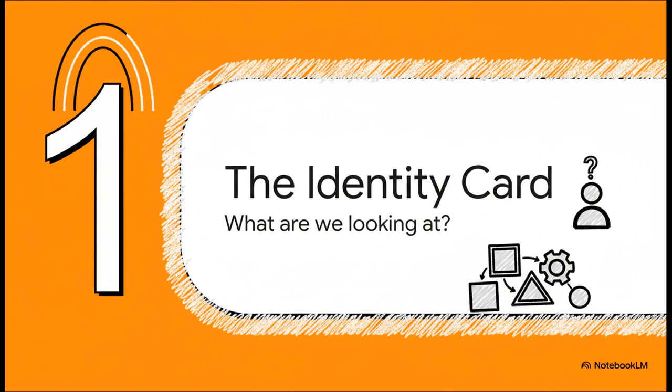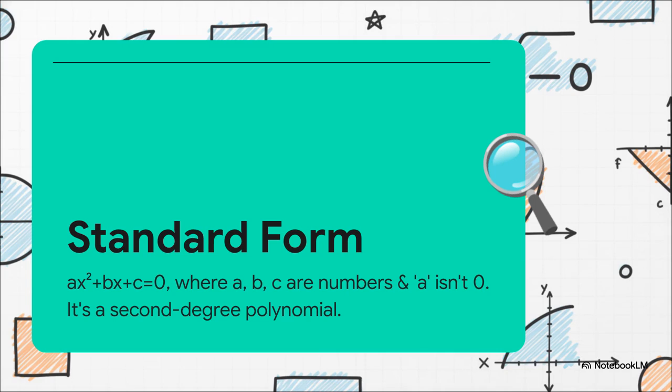Think of this as its official identity card. What is this thing we're actually dealing with? Okay, so this is what we call the standard form. The A, B, and C, they're just placeholders for numbers. Any numbers. But there is one absolutely critical rule. A cannot be 0. And think about why, right? If A was 0, that all-important x squared term, poof, it vanishes. And just like that, it's not a quadratic anymore.